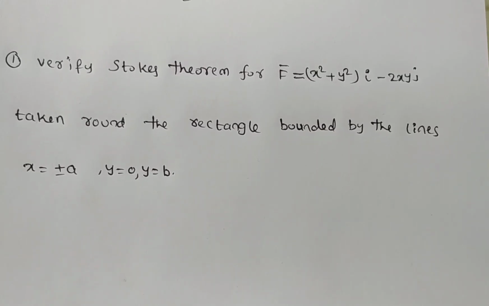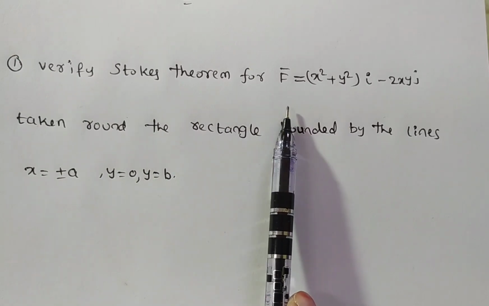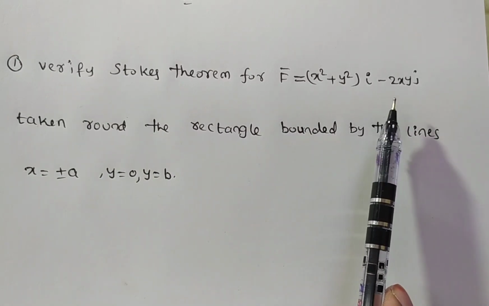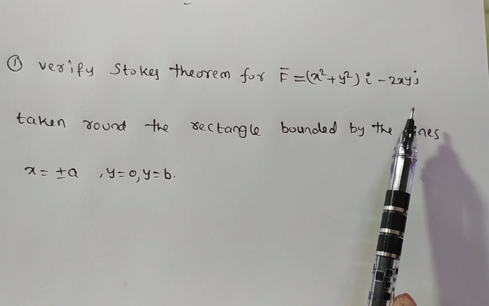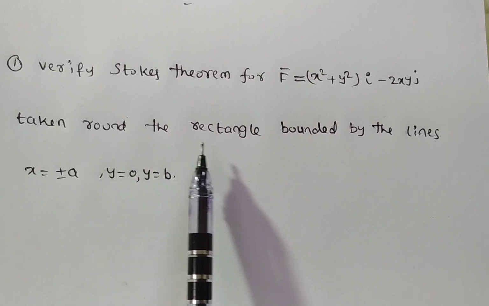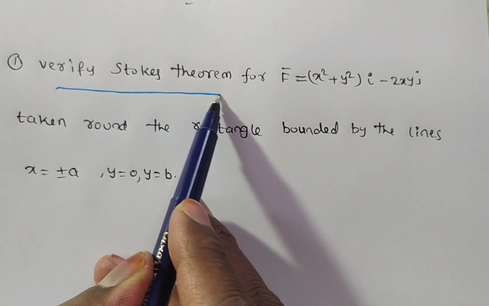Friends, the given problem is: verify Stokes theorem for f bar equal to (x² + y²) i minus 2xy j, taken round the rectangle bounded by the lines x = ±a, y = 0 and y = b. Right. Now you see we have to verify Stokes theorem.